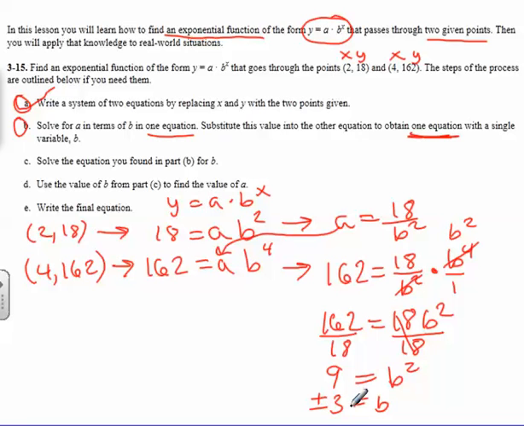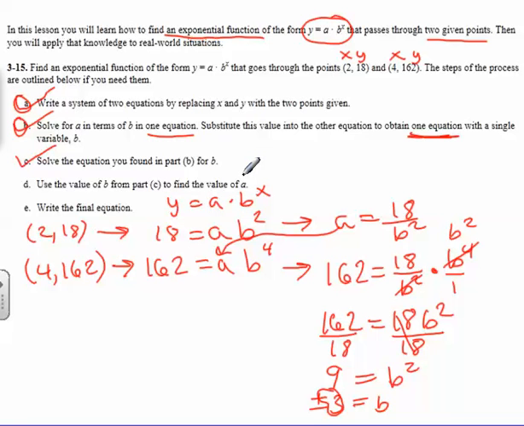Whether we use the positive or the negative ends up depending on what type of problem we're dealing with. So let's just stick with the positive because this is representing a multiplier. So we'll deal with the positive 3. Okay, so now we did part B. We did part C, solve the equation. Use the value of b to find the value of a.